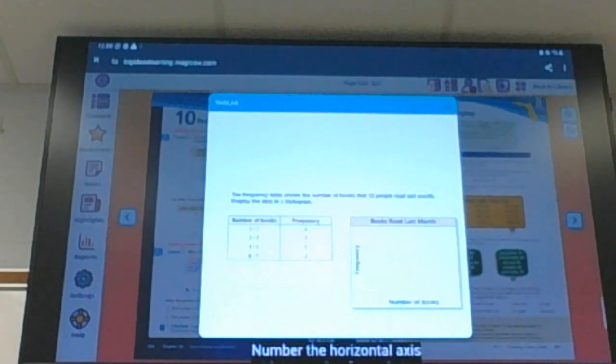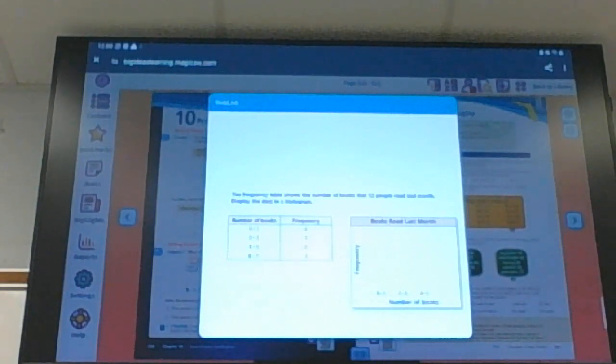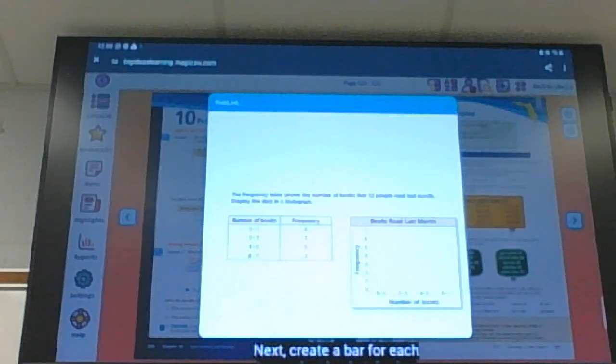Number the horizontal axis with intervals of equal size, 0 to 1, 2 to 3, 4 to 5, 6 to 7. Label the vertical axis starting at 0 to a number greater than the highest frequency. Next, create a bar for each interval with a height that corresponds to its frequency.